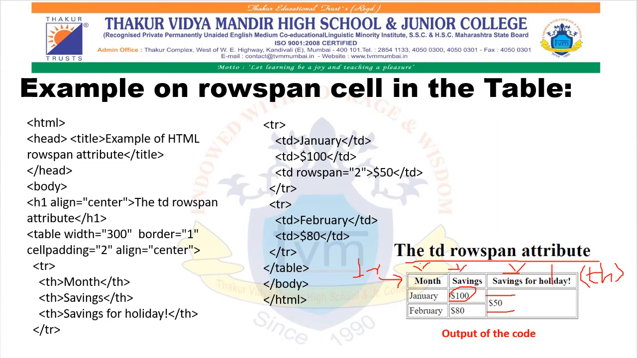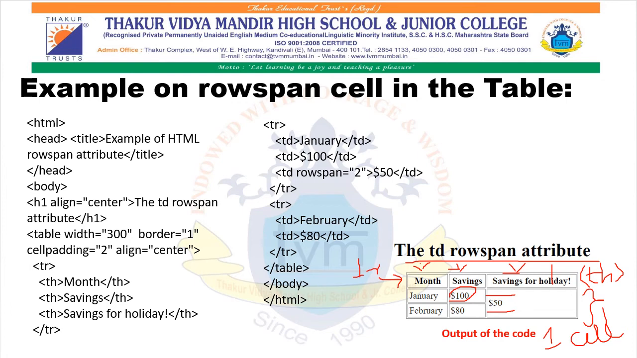That means the second and third row cells in the third column will be combined together to make one. So you can see here, this is my third column, savings. In the savings for holiday, below the savings, the next two cells are combined together to form one cell. So here I am saying rowspan 2, $50. This means both row number 2 and row number 3, the values of the third column are the same. So rather than writing it again and again, we merge them and write it together.